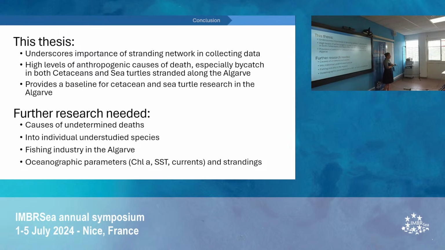So it looks like fishing activity is one of the main things, especially with gill nets and trammel nets. I was just wondering, do you have any comparison with what is happening in the north of Portugal? Because we know there's much more fishing effort with nets in the north than in the south. Do you think there are more strandings per kilometer of coast in the north than in the south?